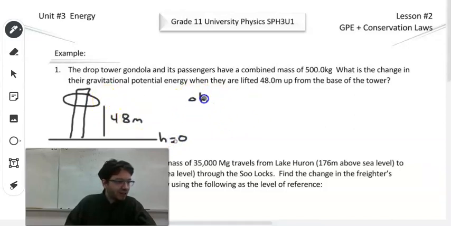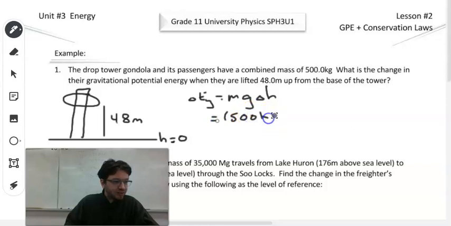So our change in gravitational potential energy is just equal to mass times the gravitational field strength we're in times our change in height. So our mass is 500 kilograms. And our g value is 9.8, we'll use 9.81 newtons per kilogram. And then our change in height, it's always final minus initial, so it's 48 minus 0, which is just 48.